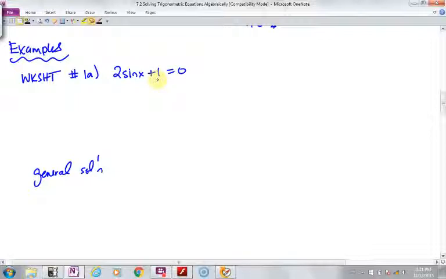So what is that going to look like then? Alex, if we rearrange this to say sine x equals, what will it look like? Sine x equals -1/2. Good. Okay. And on this sheet it says we're going from 0 to 2 pi.